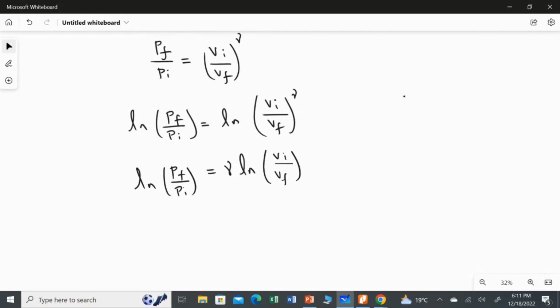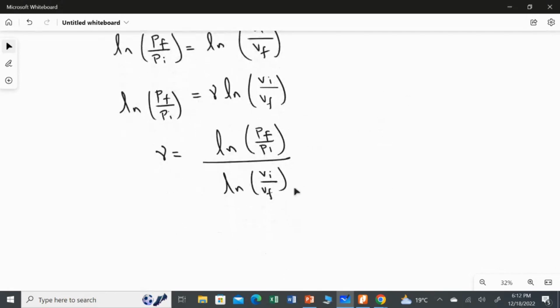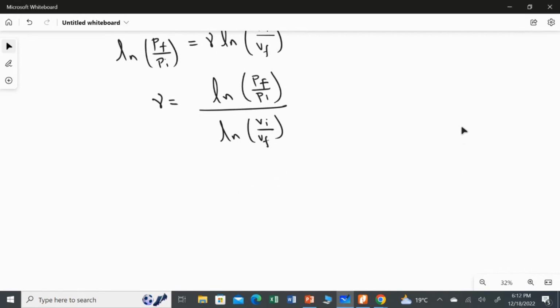Now, to get the information about the gas, I'm going to identify the value of gamma, so I rearrange this equation in terms of gamma. The equation becomes gamma equals ln of Pf over Pi divided by ln of Vi over Vf. Now we have all the information in the question: the final pressure, initial volume, and final volume. So now I'm going to substitute the values.